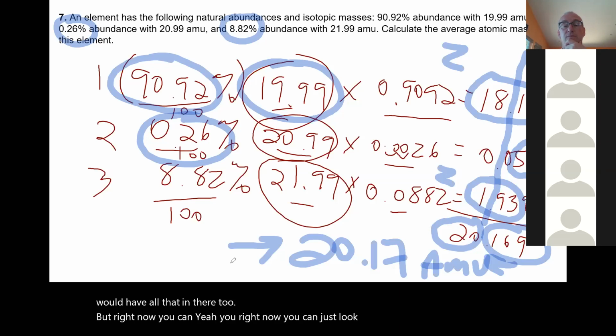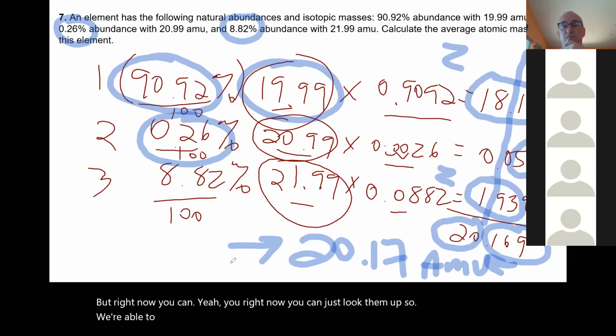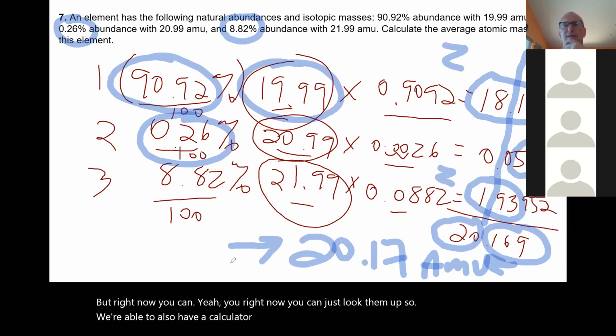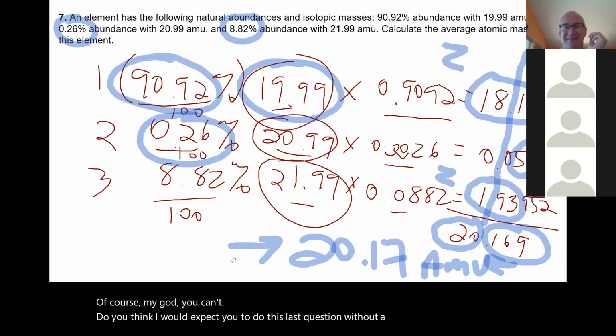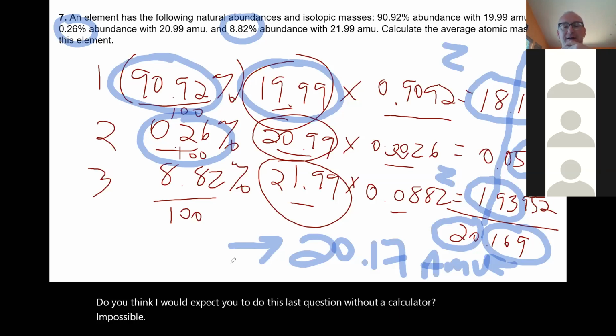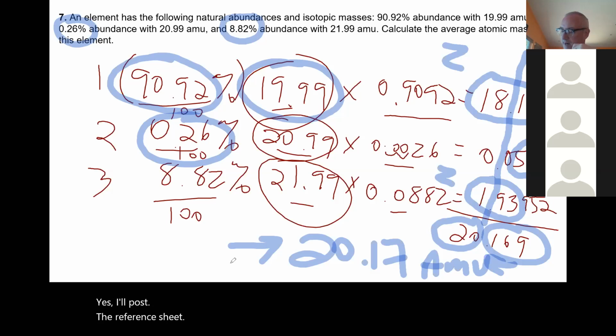Are we able to also have a calculator as well? Of course. You think I would expect you to do this last question without a calculator? It's impossible to do without a calculator. Yes, I'll post the reference sheet. I'm actually writing it down so I don't forget it. I'll forget it anyway, but at least I'm writing it down.